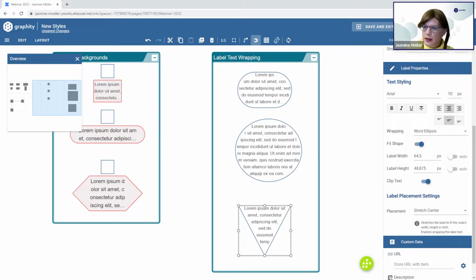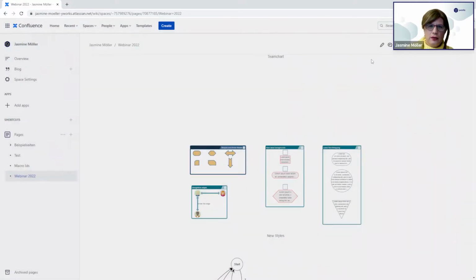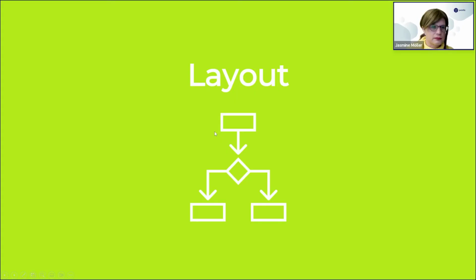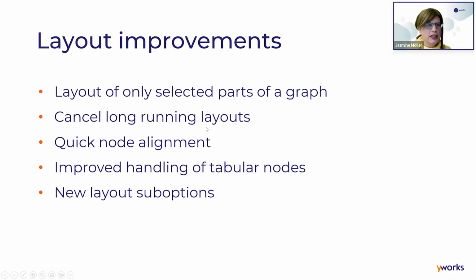I'll just continue to the new layout options here. For the layout, we have basically focused on two main areas. Finally, it's possible to arrange or lay out only a selected part of a graph, which was not really possible so far. And it's also possible to cancel a long-running layout if you have chosen a not very wise set of options, or the graph is just huge. Now you don't have to wait until the layout actually finishes.